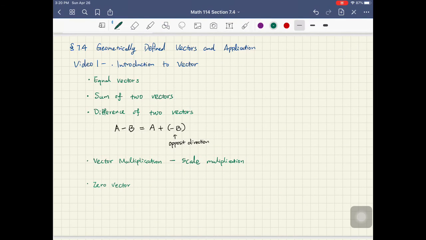Since it's scalar multiplication, that means I can use any number to multiply a vector. Can I use 0 to multiply a vector? The answer is yes, you can use 0 to multiply the vector, and the result you're going to get is called a zero vector. That means the zero vector is a vector with magnitude equal to 0. And because the magnitude is 0, we cannot really talk about direction. We're just going to assume this is a vector with no direction, and the magnitude is equal to 0.